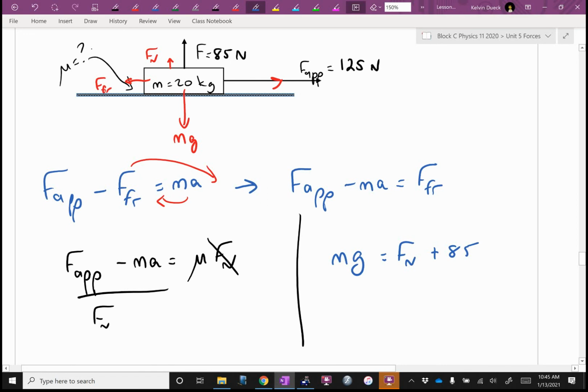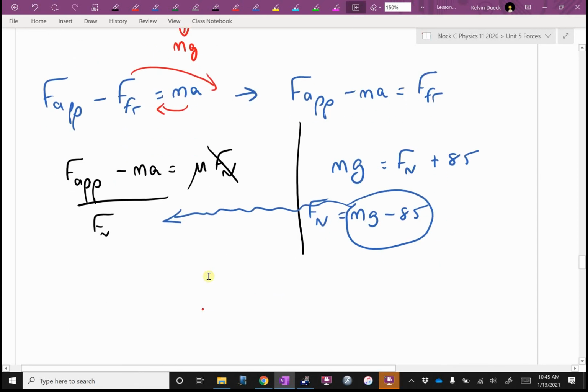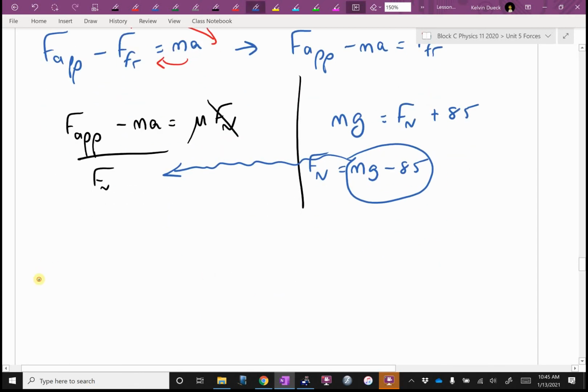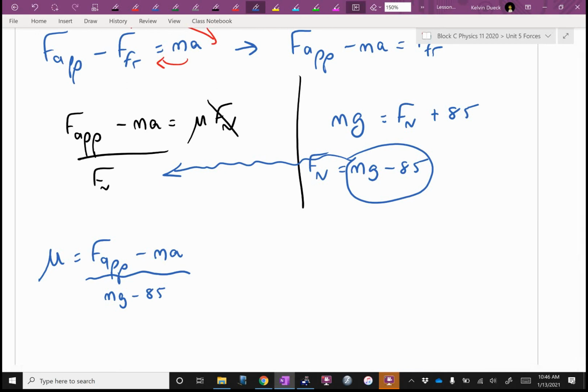How would I get the Fn by itself? So you're telling me that Fn is going to be mg minus 85? And you're saying that's what I can stick down there? So I'm going to have this. Mu is going to be F applied minus MA all over mg minus 85. I'll definitely have to have brackets around the top. Definitely have to have brackets around the bottom. Let's plug in our numbers.